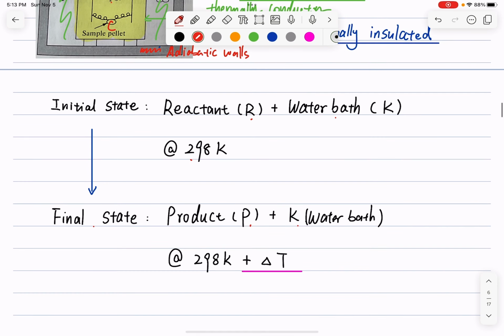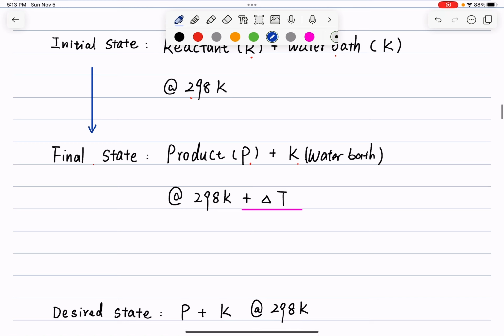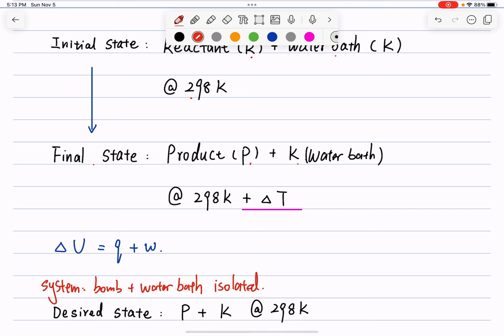So for this process, let's think about the internal energy change before and after the reaction, right? According to the first law of thermodynamics, we have delta U equals Q plus W. So for our system, our bomb plus water bath are isolated from the surrounding. So our Q equals 0.